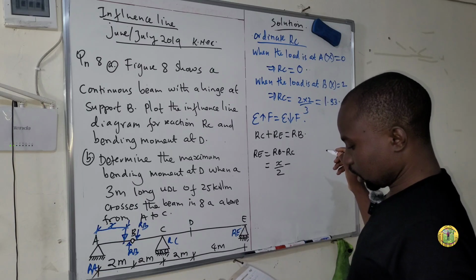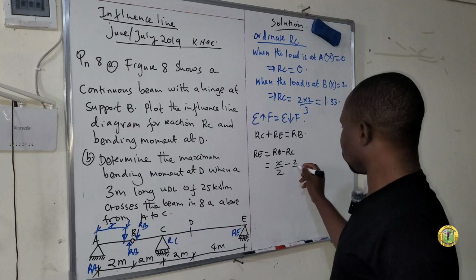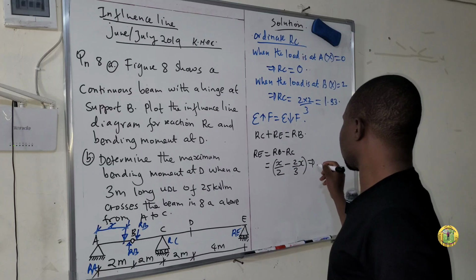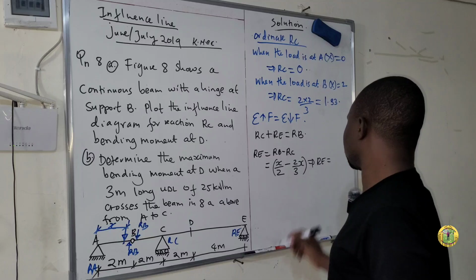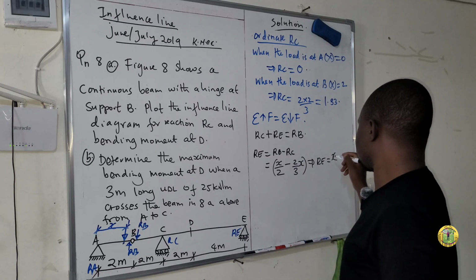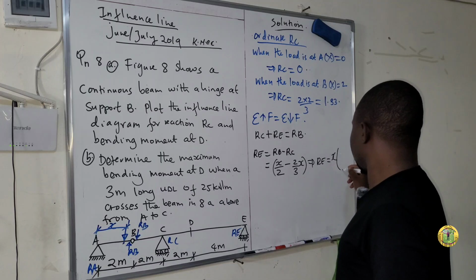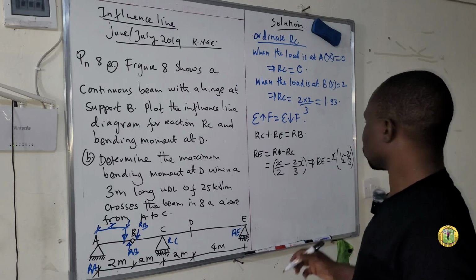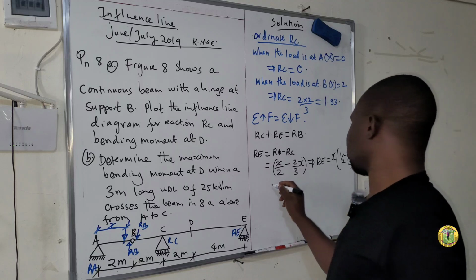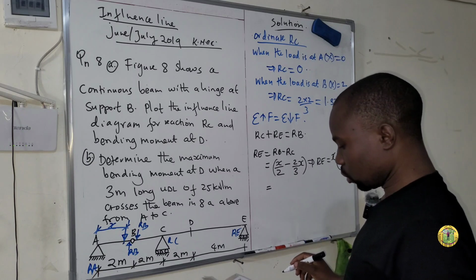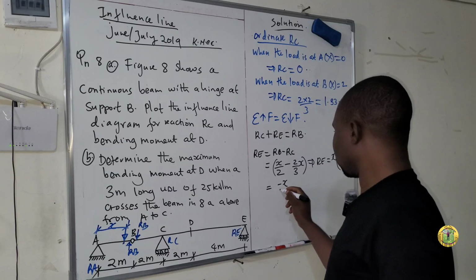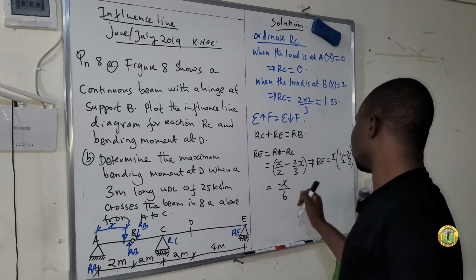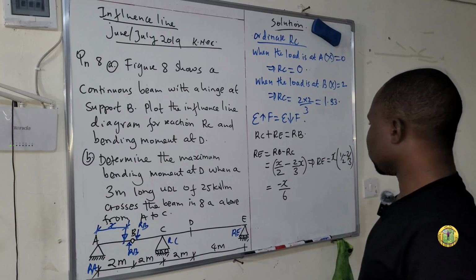RC is 2 over 3 X, which implies RE is equal to X into bracket a half minus 2 over 3. So you factorize X, and this is equal to minus X over 6.